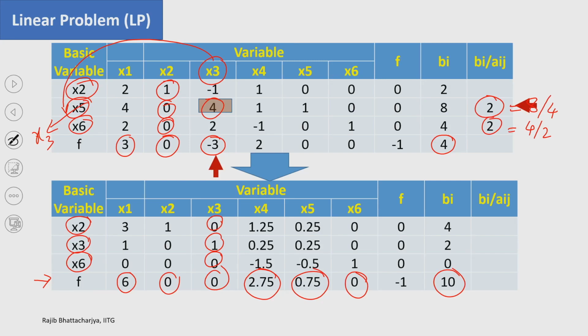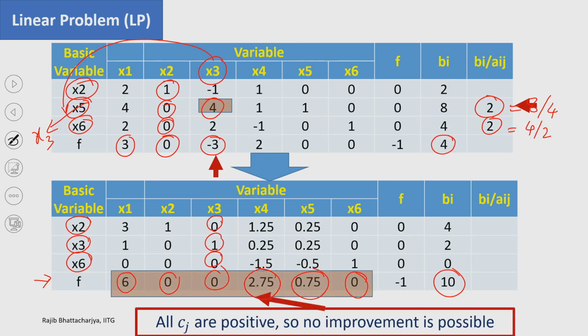Whatever solution you are getting, -10, that is the optimal solution; you will not get any improved solution. So what is the solution? The solution is x2 equal to 4, x3 equal to 2 and x6 equal to 0, and x4 and x5 are also 0, because they are non-basic variables. Okay. So all Cj are positive, so no improvement is possible.